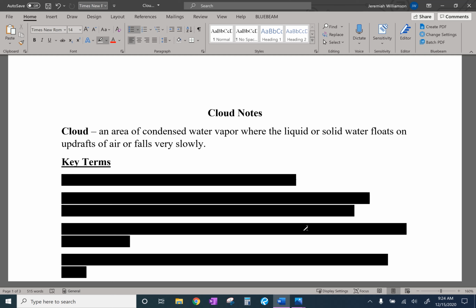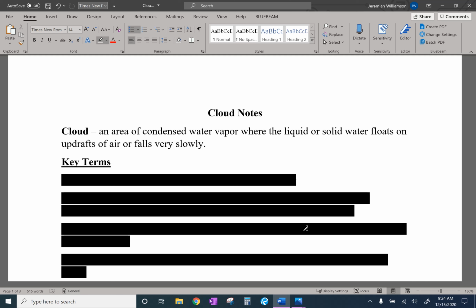You will need to know this term. Fortunately, you're writing it down, so you should just be able to look it up if you can't remember it perfectly. But a cloud is an area of condensed water vapor where the liquid or solid water floats on updrafts of air or falls very slowly.